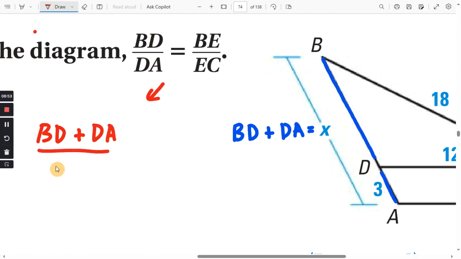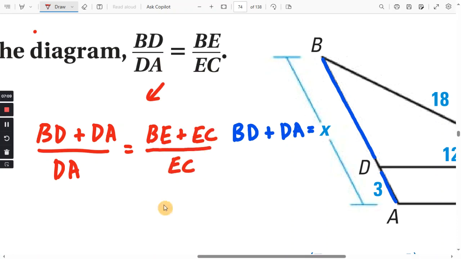And that's still over DA. And that's going to equal BE plus EC, and that's still over EC. All right, and we said BD plus DA right here equals x. So in this numerator, that's an x. And DA, we can see right here, that's 3.